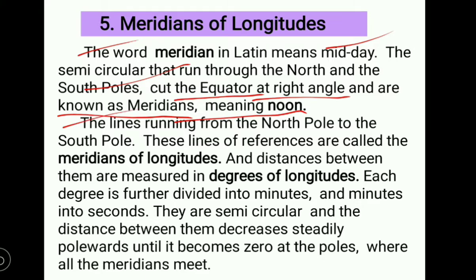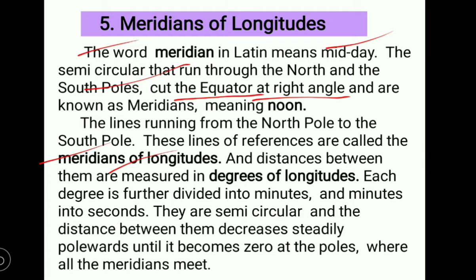The lines running from the north pole to the south pole, these lines of reference, are called the meridians of longitude, and the distances between them are measured in degrees of longitude. So latitudes are also measured in degrees and longitudes are also measured in degrees. Each degree is further divided into minutes. From 1 degree to another degree, 4 minutes is the difference, and these minutes are divided into seconds.